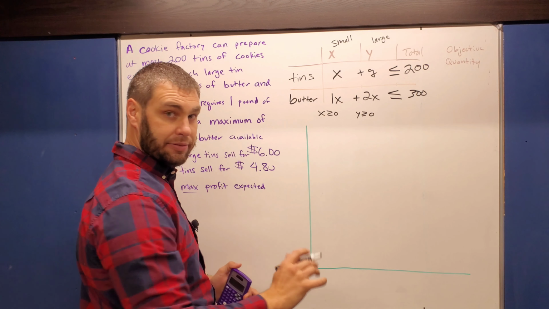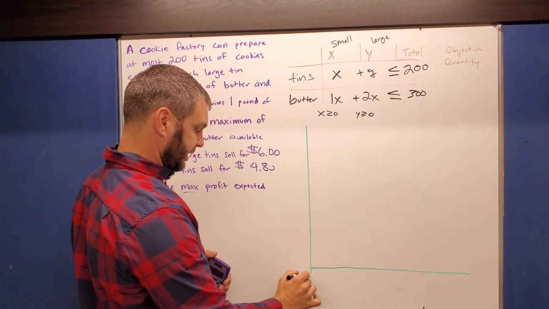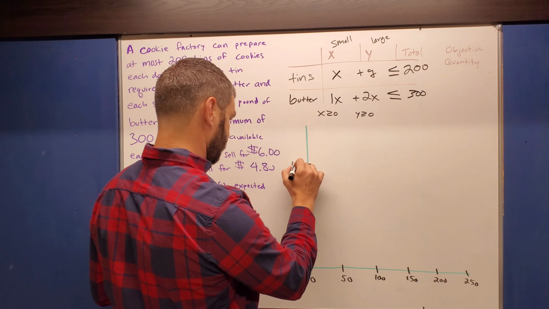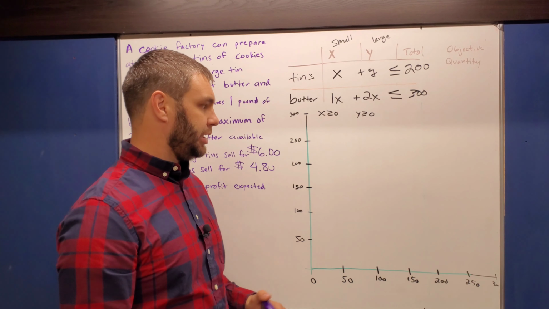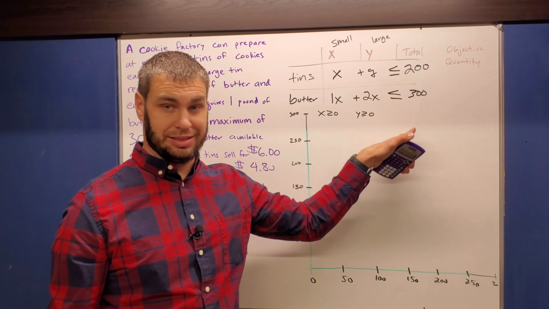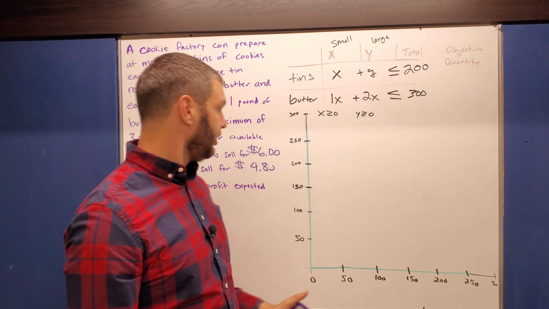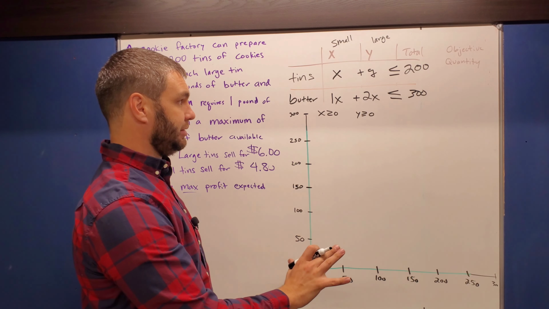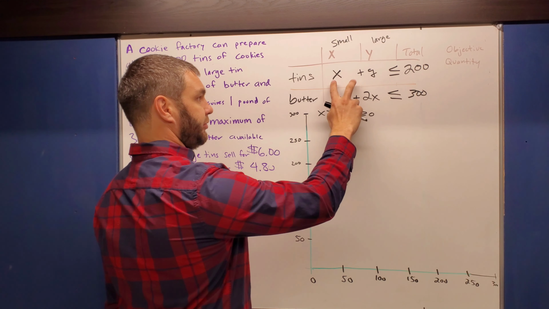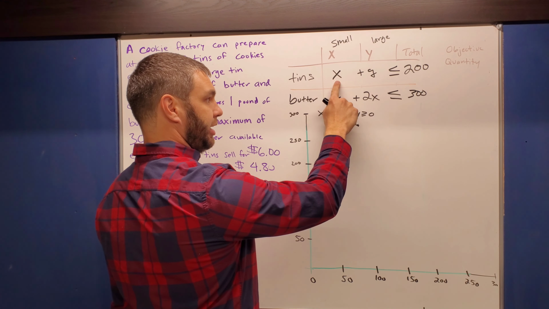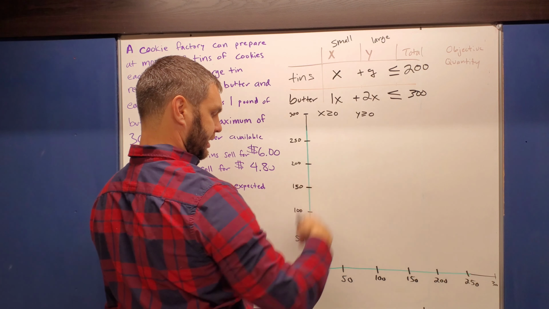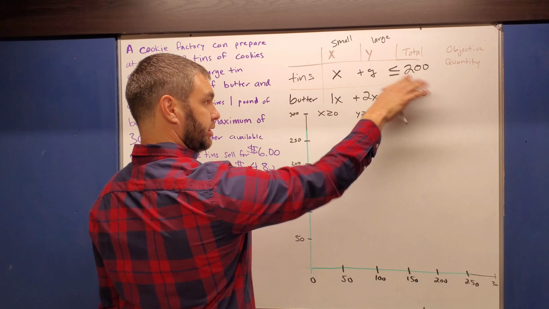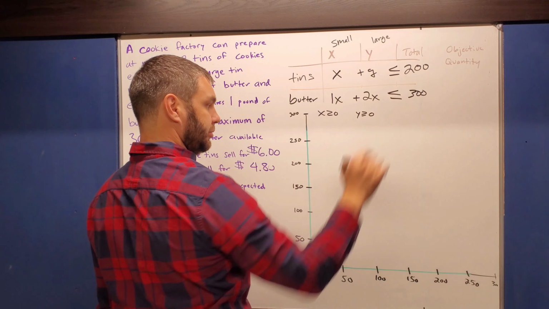I'm going to mark up my graph here, and I'll show you what it looks like in a second. All right, so I got my graph all marked up. Because 300 is my largest number, I went out to 300 on both the X and Y axis. Now it's just a matter of graphing these things. For the number of tins, if I cover up the Y, on the X axis, X could equal 200, or if I cover up the X, Y could equal 200.